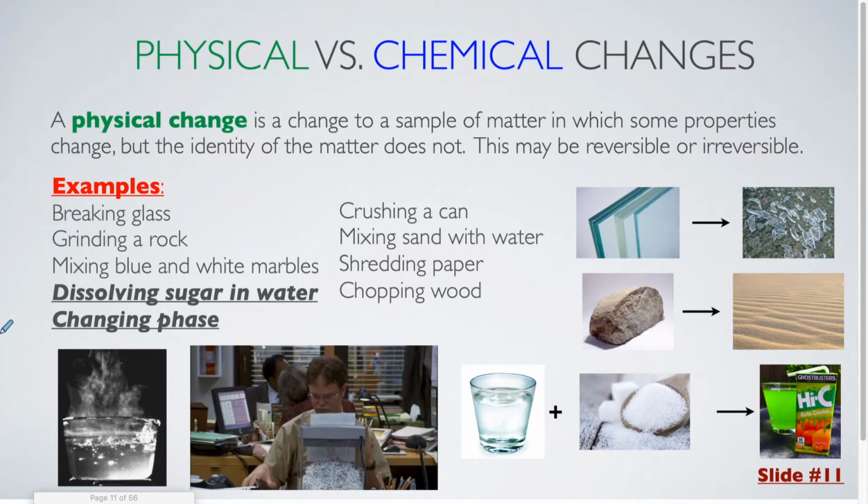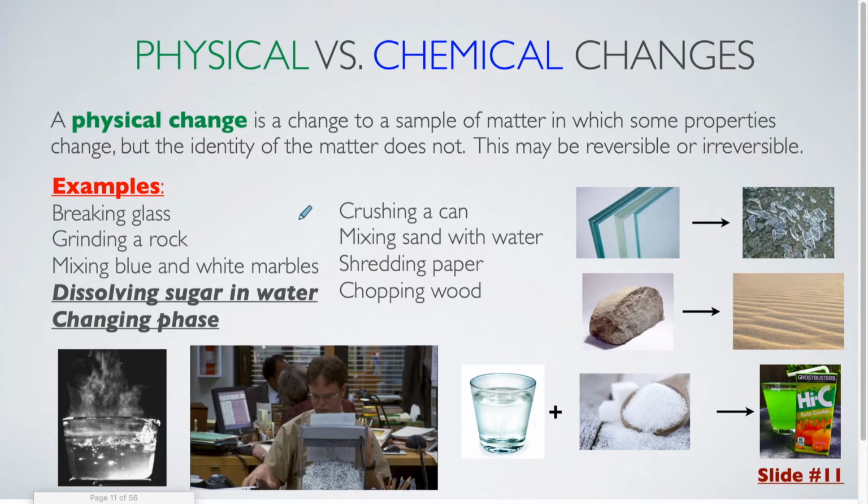So a couple of examples of this, we could consider breaking glass. When I have a sheet of glass and I break it up into smaller shards, it's definitely going to look different, but it still has the same exact chemical composition that it had before. So that would be a physical change. Grinding down a rock. I could start with a large rock like this and grind it down into a fine sand, but it's still going to have the same exact chemical composition throughout the entire process.